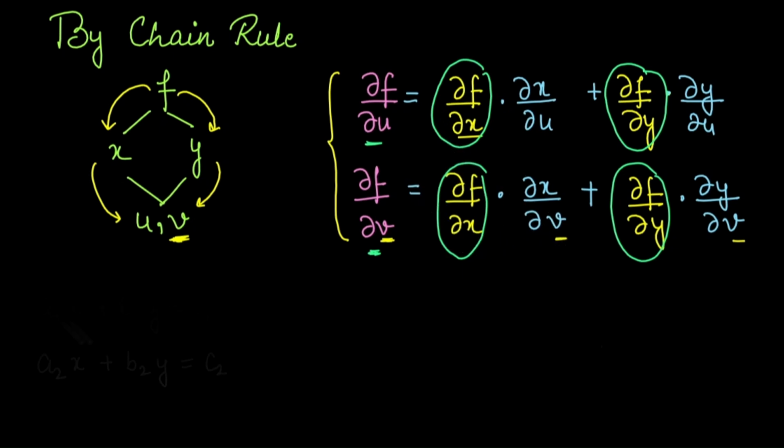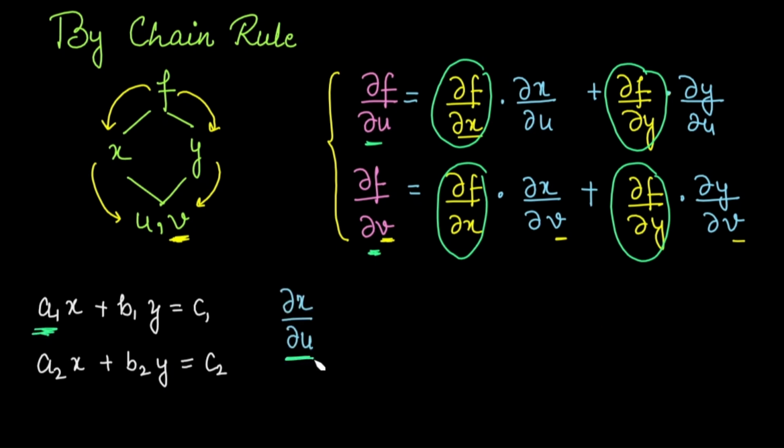We can write this as a1x plus b1y is equal to c1, a2x plus b2y is equal to c2, where a1 represents the partial derivative of x with respect to u, and x, the unknown, is the partial derivative of the function with respect to x. Plus b1, the partial derivative of y with respect to u, times y, which is replaced by the partial derivative of the function with respect to y, the unknown, is equal to the known quantity, the partial derivative of the function with respect to u. We can construct the same format for the second equation.